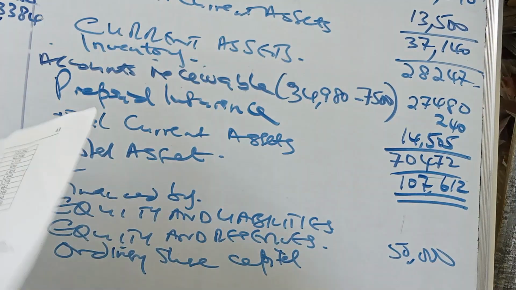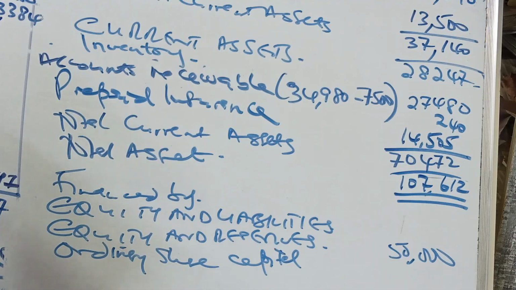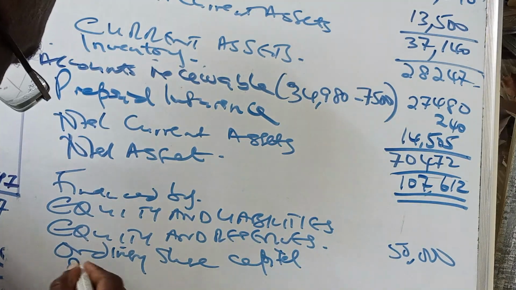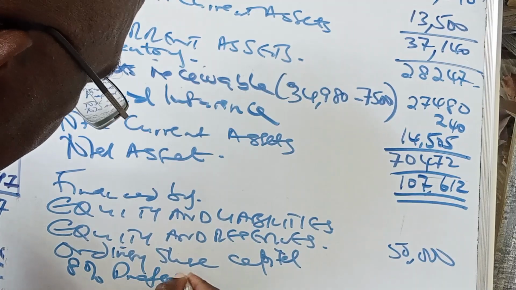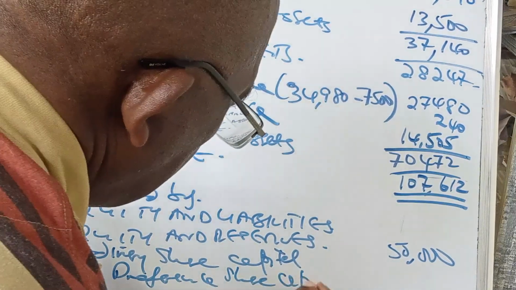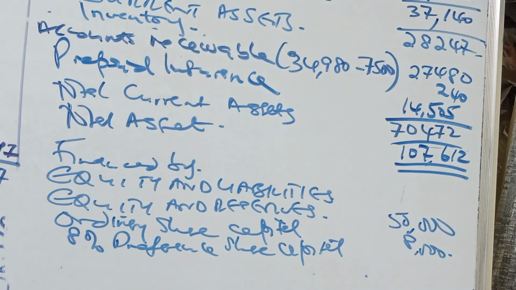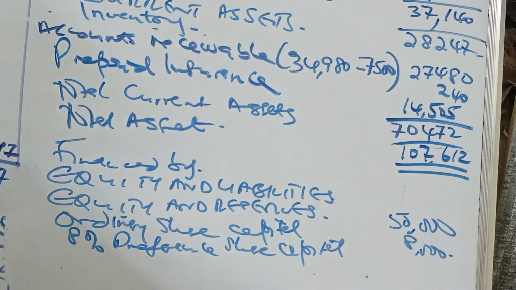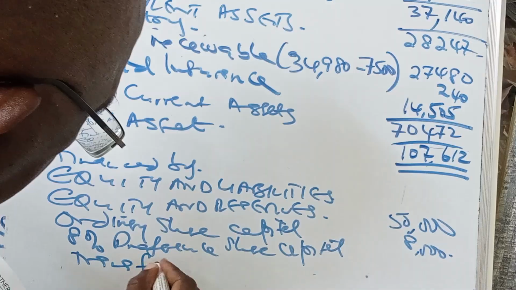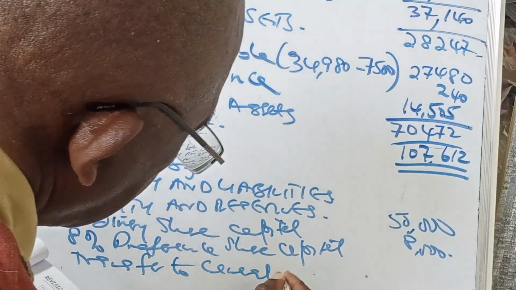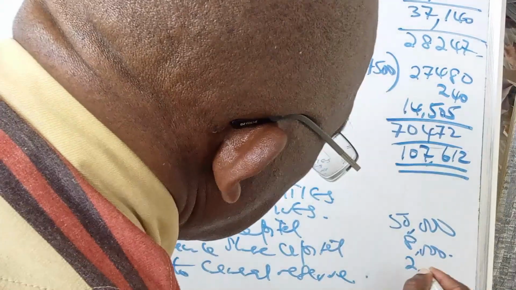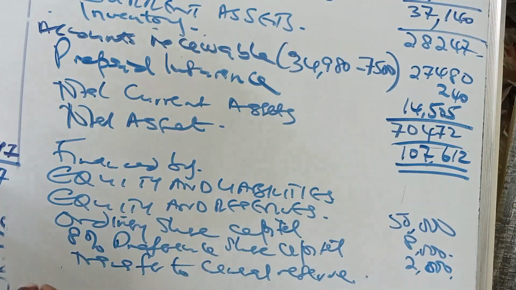Then we have preference share capital. The 8% preference share capital of 8,000. And then we have general reserve. We have transfer to general reserve amounting to 2,000. This format must be in your head. Then we have retained earnings.